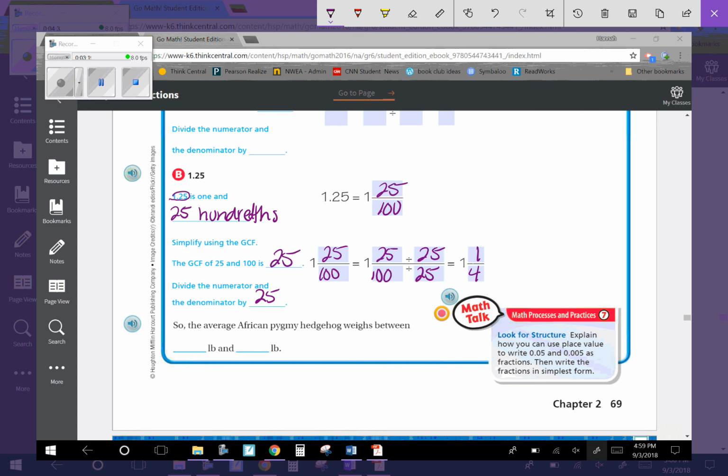So the African pygmy hedgehog weighs between 1/2, because we're taking that 0.5 written as a decimal and turning it into a fraction, which is 1/2, and 1 1/4, because we took that 1.25 and turned it into a fraction. So 1 1/4 pounds.